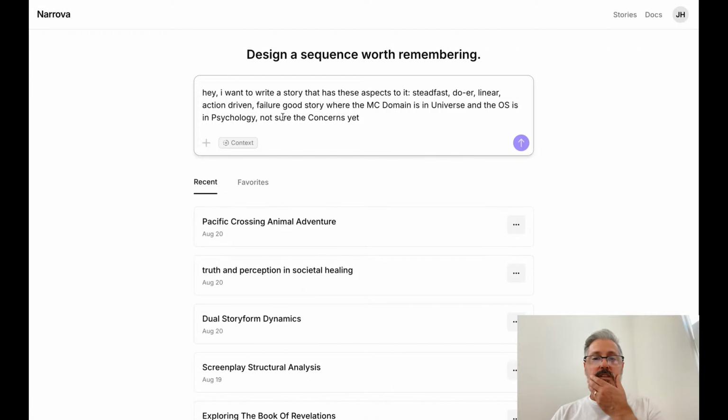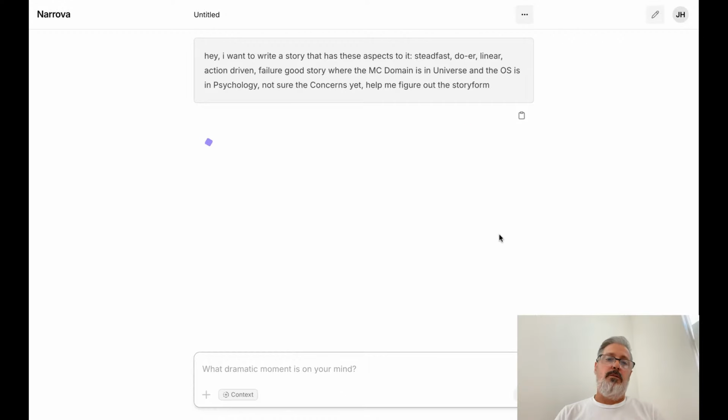So, hey, I want to write a story that has these aspects to it. Steadfast, doer, learning, and so on. Help me figure out the story form. All right. So, hopefully, this will send us off to the story forming agent. Be able to get that in there.